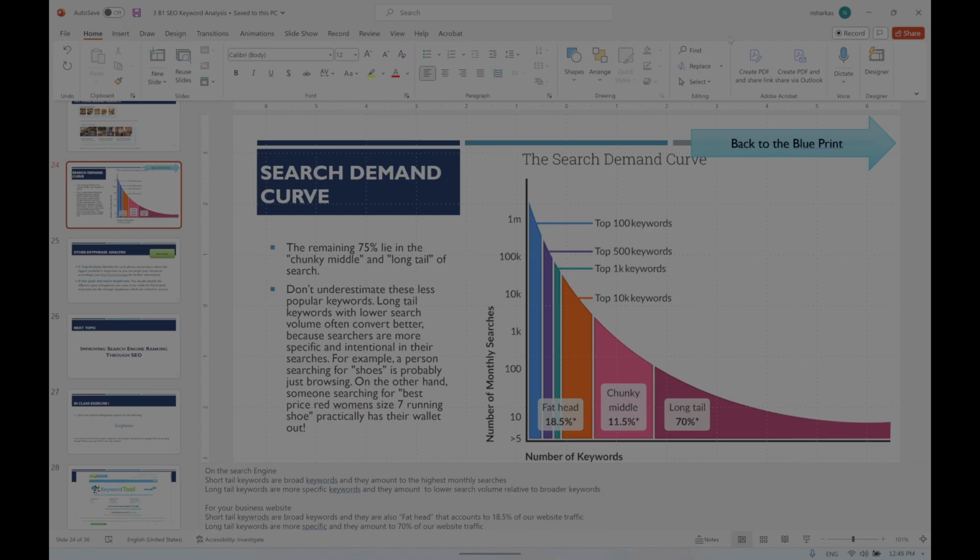The way this can be understood, from the search engine point of view, is that the shorter, broader keywords have the highest monthly searches, and the long ones have lower. What does this mean? This means that more people in this universe search with the broader keywords. Fewer people search with the very, very specific long tail keywords.